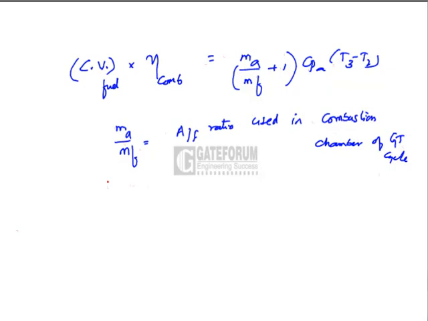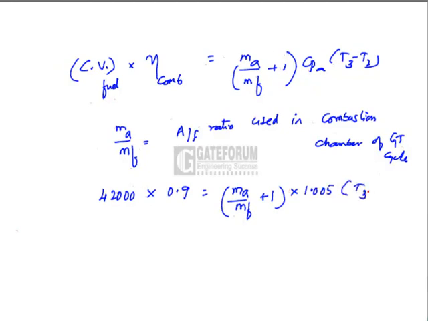Everything else is known in this equation, that is CV of the fuel is given as 42,000 kilojoule per kg, efficiency of the combustion in this case is 0.9, ma by mf is unknown, Cp of the air can be taken as 1.005, and the maximum temperature T3 is already given in the problem. We had calculated T2, the temperature of the air at the entry to the combustion chamber, or the temperature of the air leaving the compressor, earlier. Therefore, air fuel ratio ma by mf could be easily calculated.